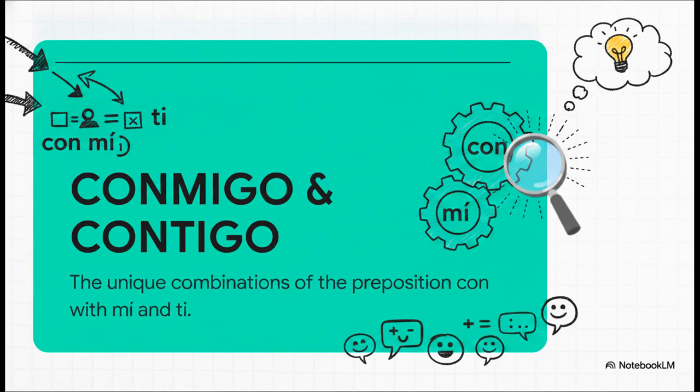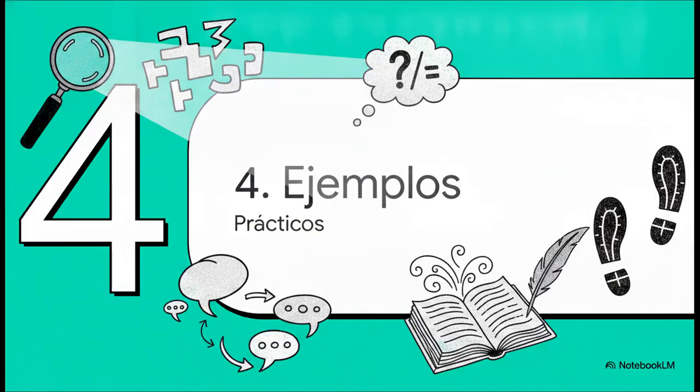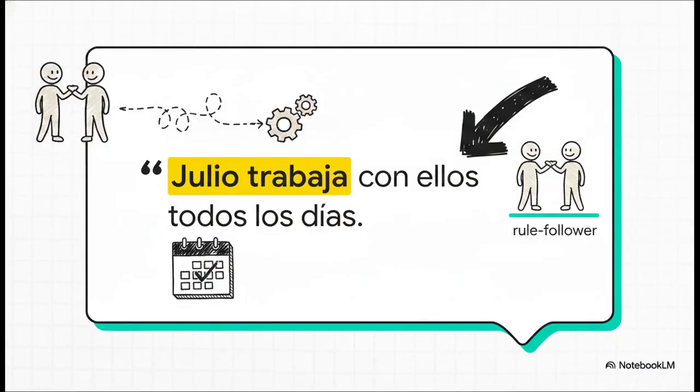Conmigo and contigo. All right, let's see this in action. Section 4, ejemplos prácticos. Check out our first practical example here. Julio trabaja con ellos todos los días. Julio works with them every day. Let's dissect this really quick. Our preposition here is con, meaning with, and the pronoun following it is ellos, meaning them. Because ellos is a total rule follower, it stays exactly the same. It doesn't change form, and it certainly doesn't fuse with the word con. So the standard rule is playing out perfectly here.